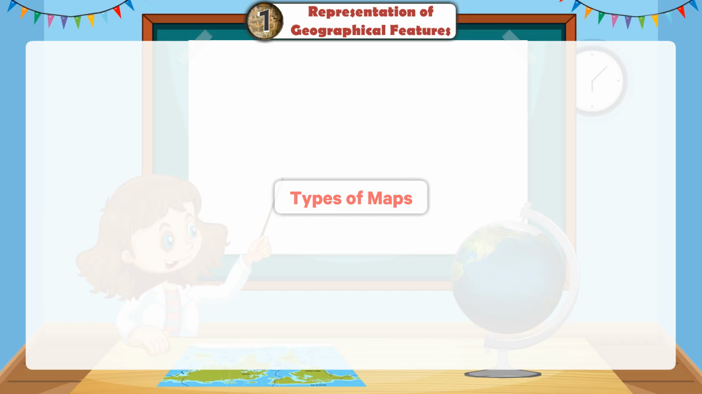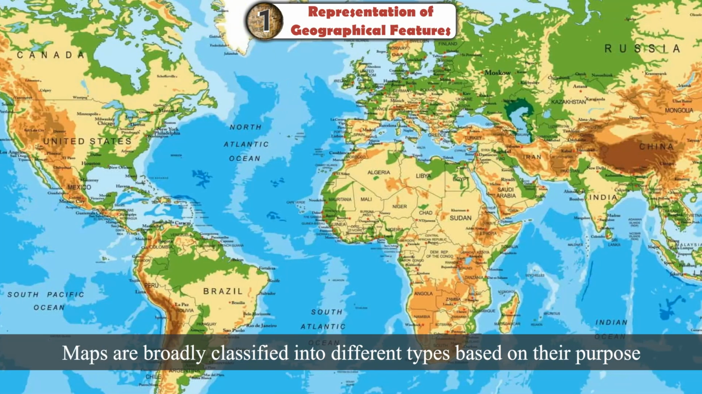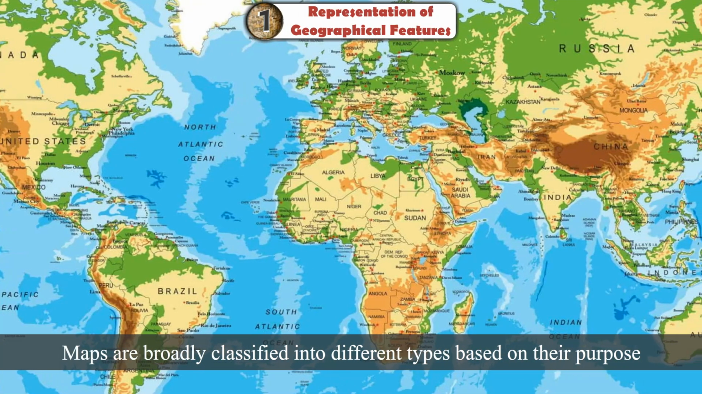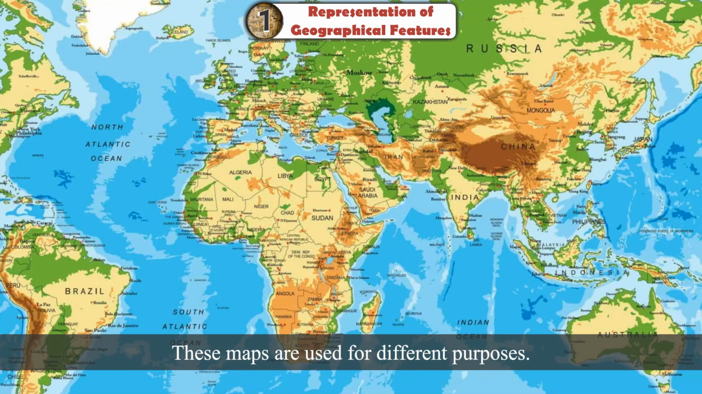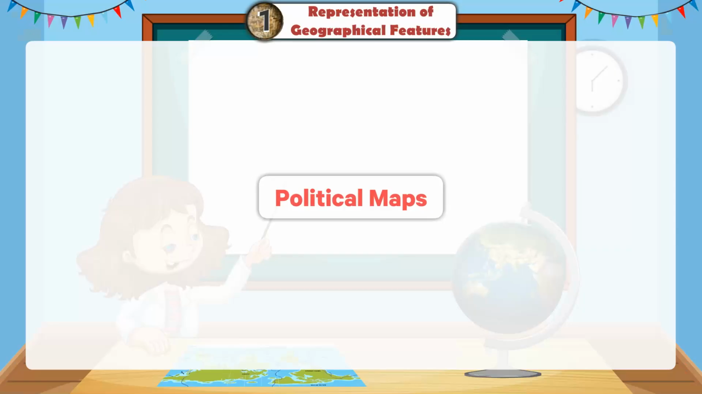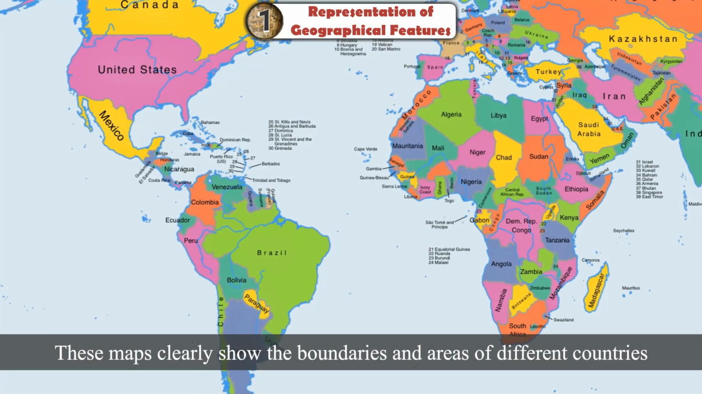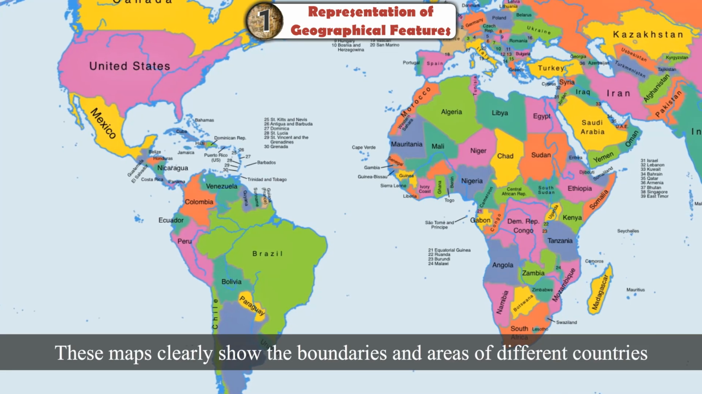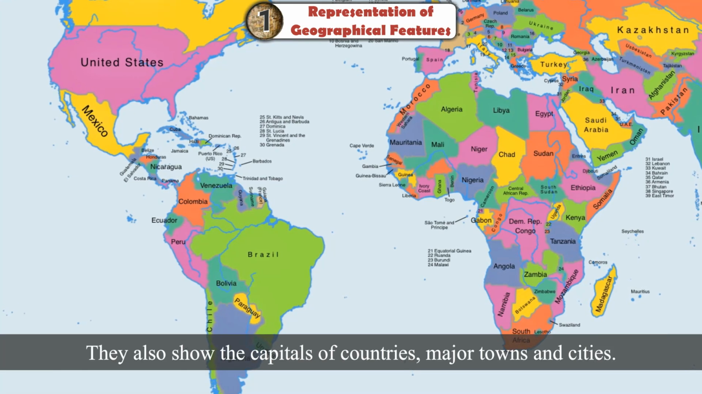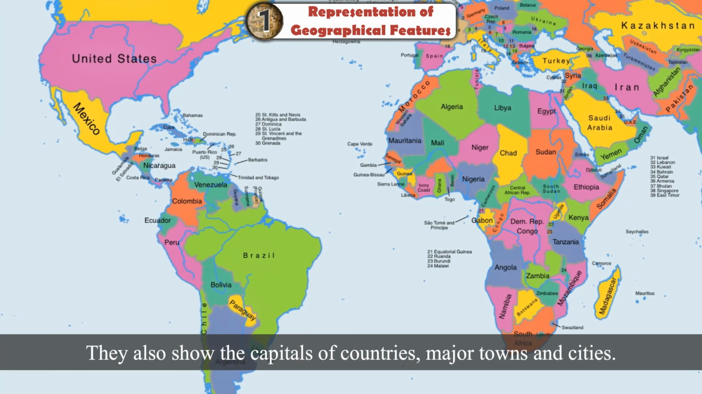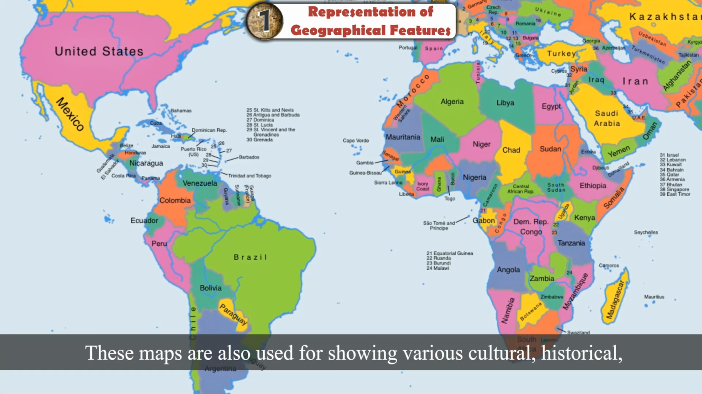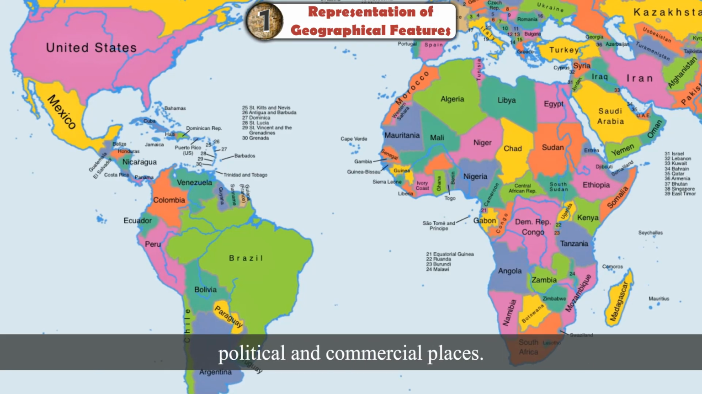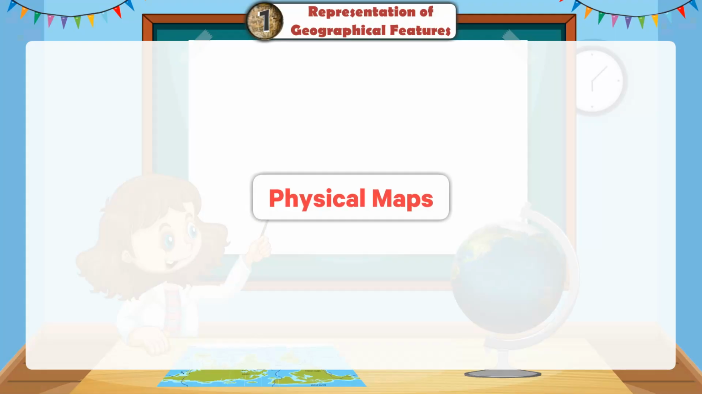Types of maps. Maps are broadly classified into different types based on their purpose and the content represented in each one. These maps are used for different purposes. Political maps. These maps clearly show the boundaries and areas of different countries and states. They also show the capitals of countries, major towns, and cities. These maps are also used for showing various cultural, historical, political, and commercial places.